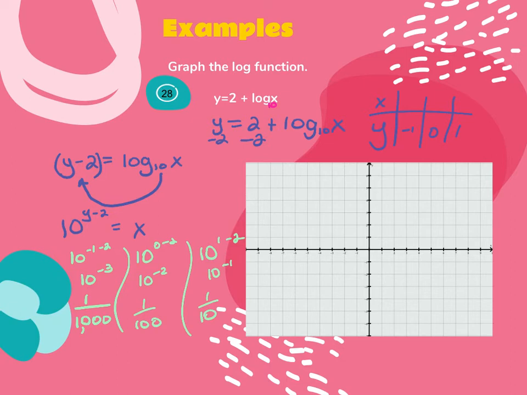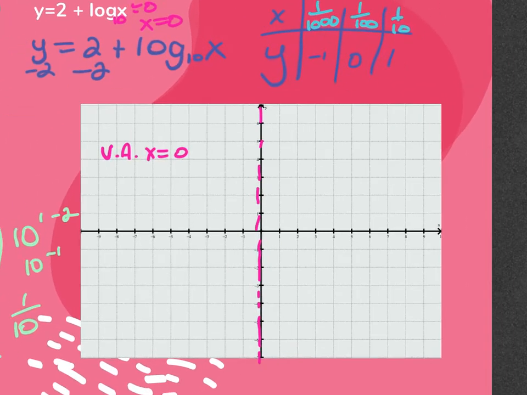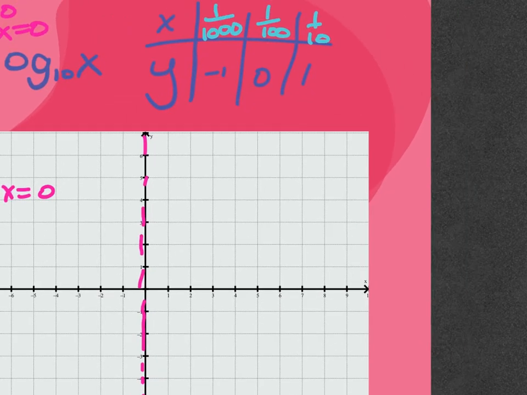So I know my vertical asymptote is still at 0 because there's no horizontal shift. If I had set this equal to 0, I would have gotten x equals 0, and that's my vertical asymptote. These points, 1 over 1,000, 1 over 100, and 1 over 10, are going to be so teeny tiny in here. So 1 over 1,000 -1, 1 over 100 0, and 1/10 1.